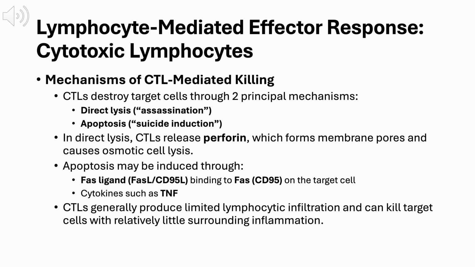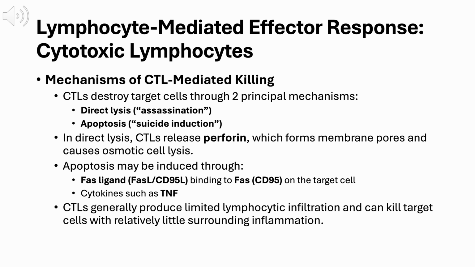How does a cytotoxic T lymphocyte actually kill? Through two principal mechanisms, and the slide gives them memorable names. The first is direct lysis. Think of it as assassination. The CTL releases perforin, a molecule that inserts into the target cell membrane and forms pores. The resulting loss of membrane integrity causes osmotic cell lysis, and the target essentially bursts.